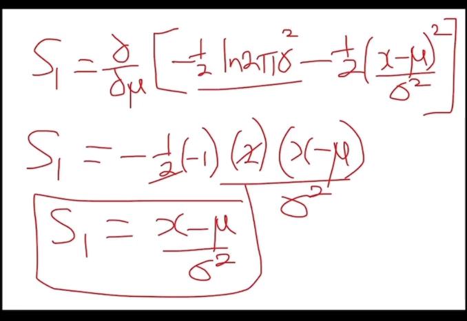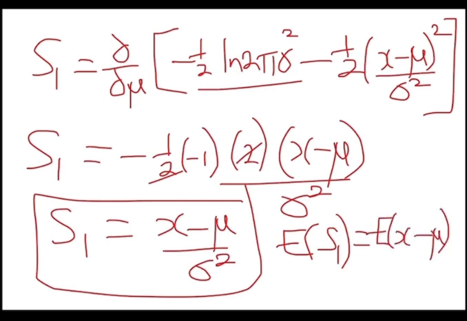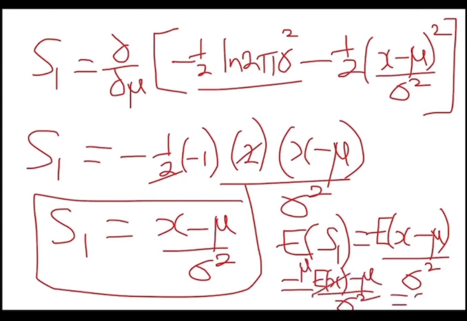And if I want to investigate whether the expected value of that is 0, I'm going to have the expected value of this divided by sigma squared. The numerator here is the expected value of x minus mu over sigma squared. This is mu, so mu minus mu is actually 0.